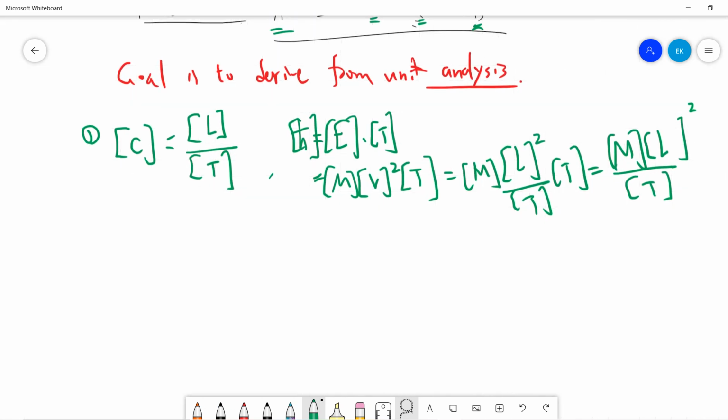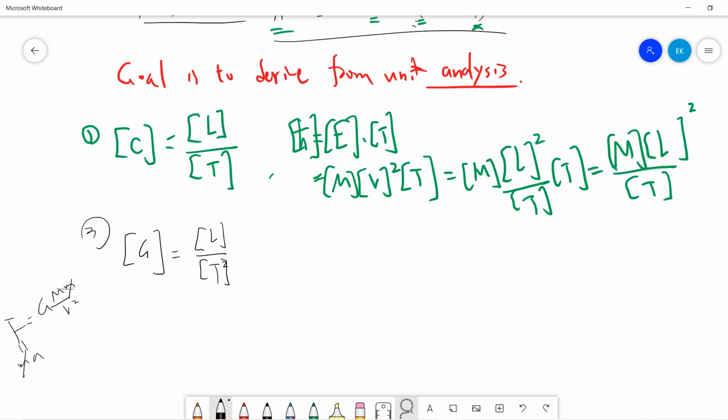The third one will be G. Remember we have the formula F is G m n divided by r squared. I can write F as m a because I only care about units, so I can cancel one m. So G will be the acceleration, which is L divided by t squared, times L squared divided by m. So G should be L cubed divided by t squared times m.